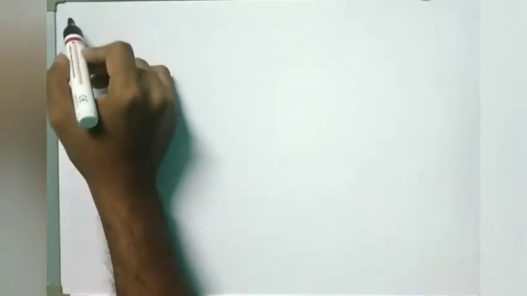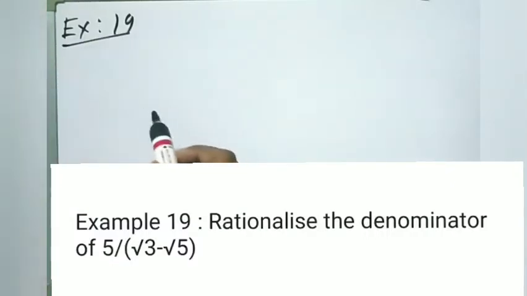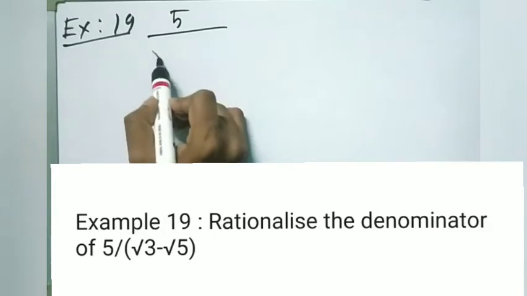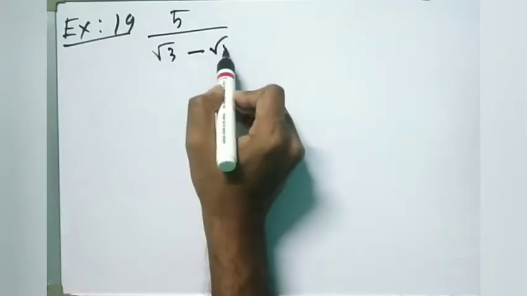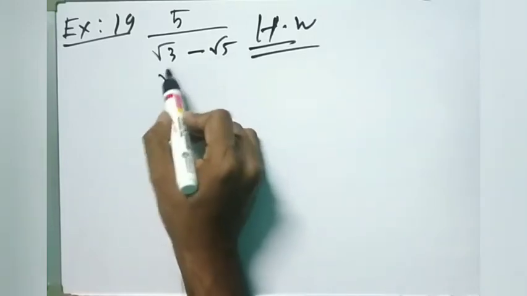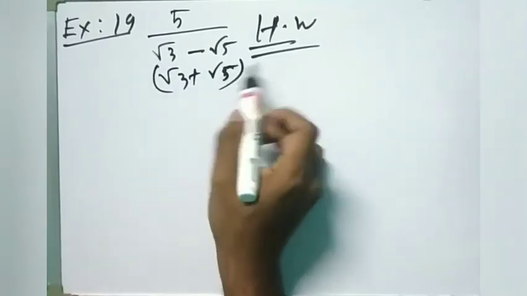Now example 19. Rationalize 5 by root 3 minus root 5. So this is homework. Do the same thing. You have to multiply by root 3 plus root 5 in numerator and denominator.